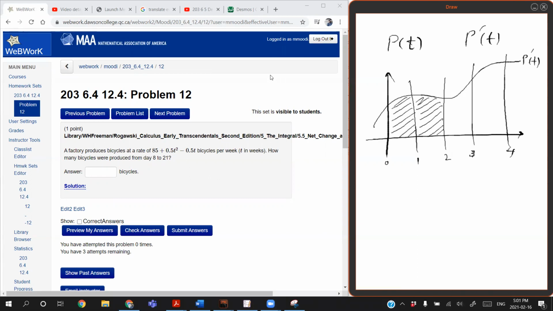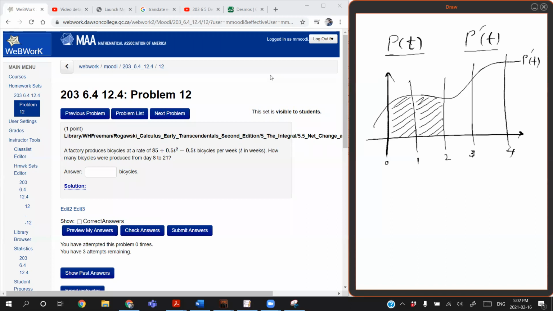For the problems when you're dealing with the production of something and you're not given the production function, what you're given is the rate of production. You're given the p prime of t. So assume that p prime of t is this function here, and the t is in weeks. It could be in days, it could be in months, it doesn't matter. But for these two problems, 12 and 13, it is in weeks. So I'm going to explain in weeks.